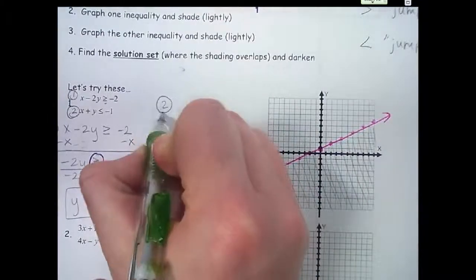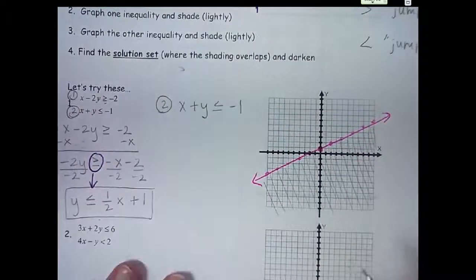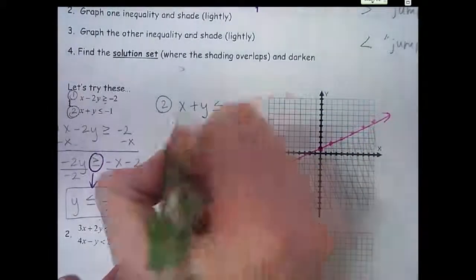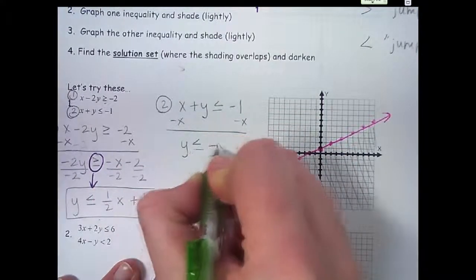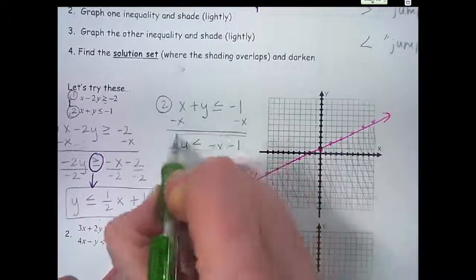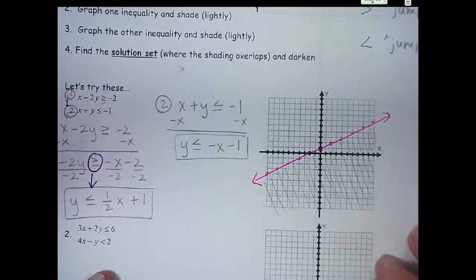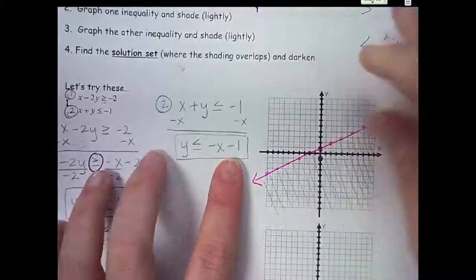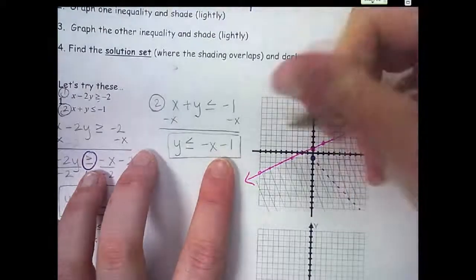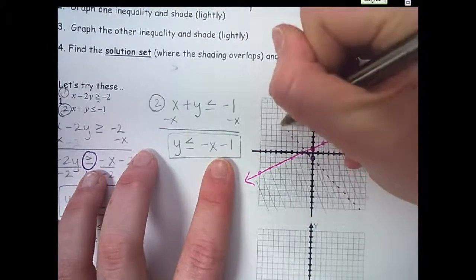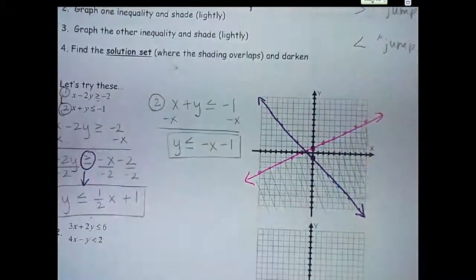Okay, so second one, x plus y is less than or equal to negative 1. How would I solve for y? Minus x. So y is less than or equal to negative x minus 1. So I start at negative 1, and I go down 1, over 1 in both directions. This is why you also want to shade lightly so you can just see all your grid marks. Also a dotted line, I'm sorry, also a solid line.